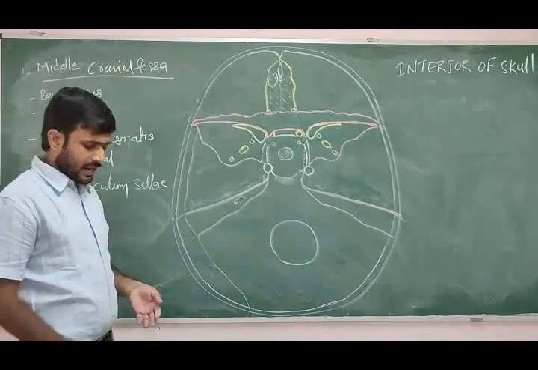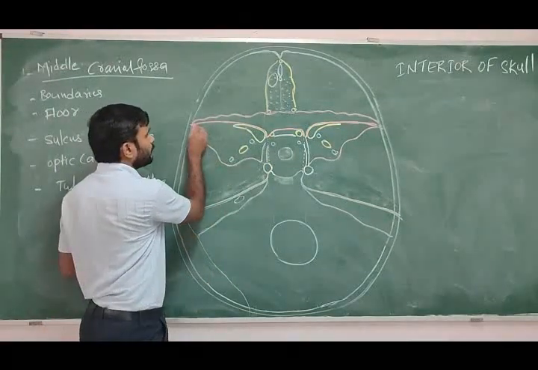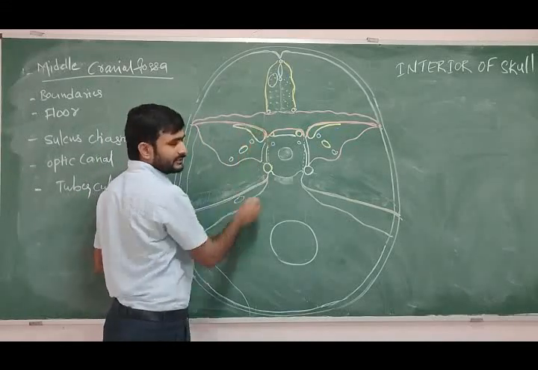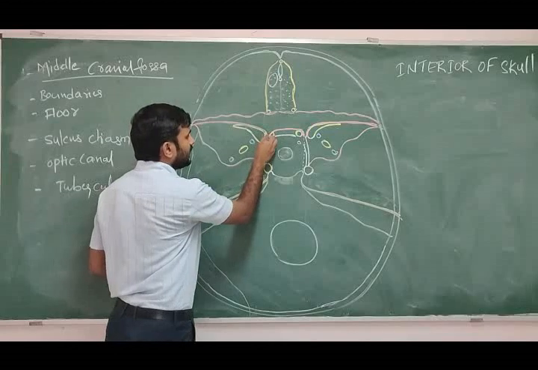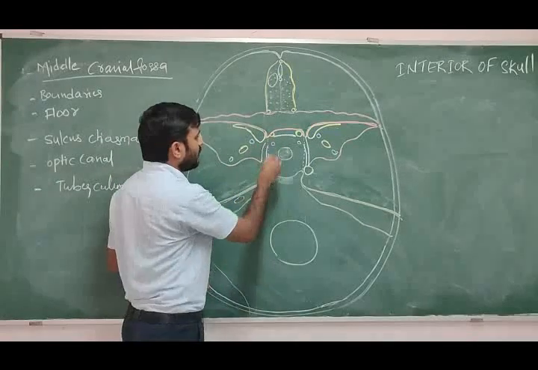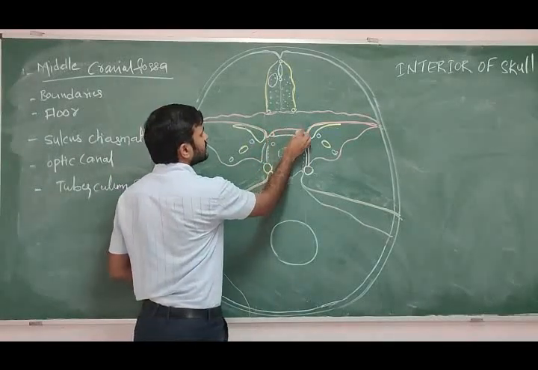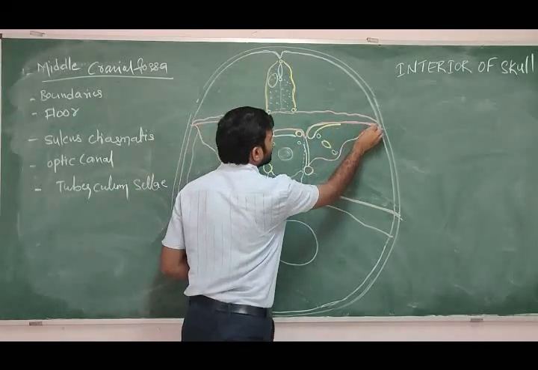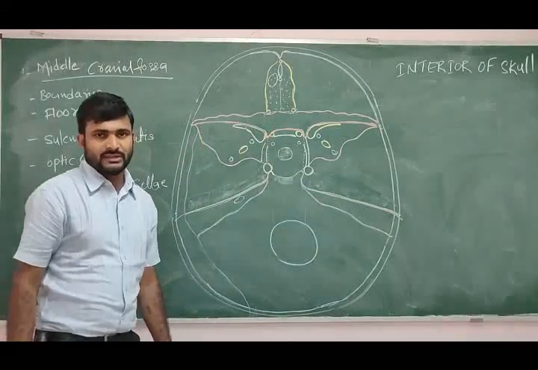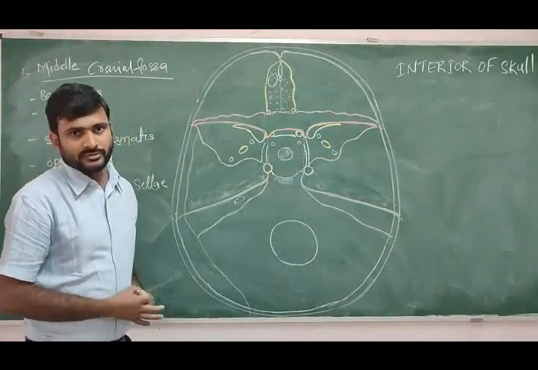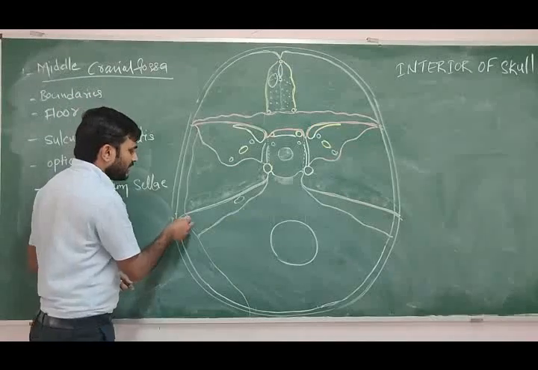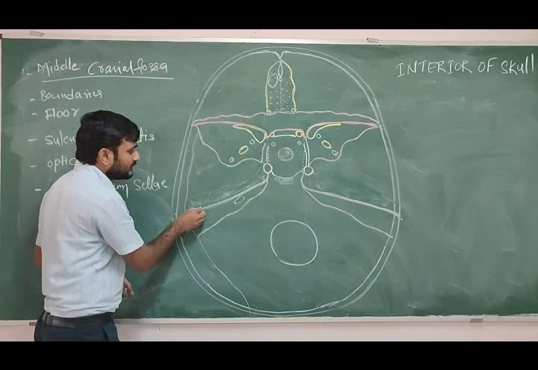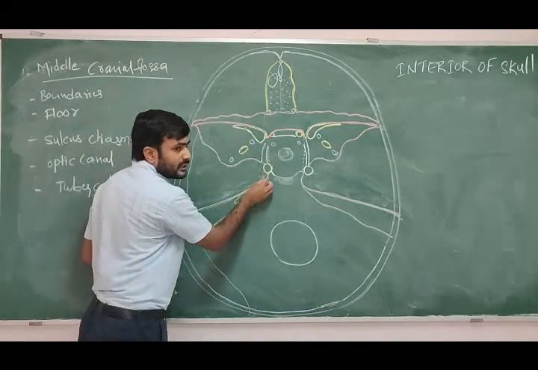The boundaries. Anteriorly, it is bounded by the posterior margin of the lesser wing of the sphenoid and anterior clinoid process, along with the anterior margin of the sulcus chiasmaticus. Same here also, anterior clinoid process and posterior margin of the lesser wing of the sphenoid, that forms the anterior margin. And the posterior margin is formed by this line, see here, this bone part, called the superior border of the petrous part of temporal bone.